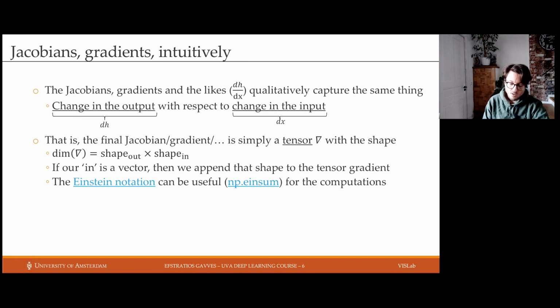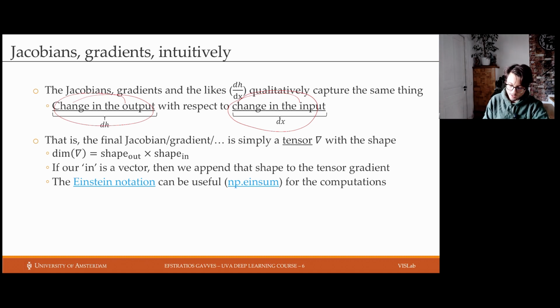Intuitively, Jacobians and gradients always capture the same thing. Basically, what is the change in the output with respect to the change in the input. And all these quantities are linear operators that capture this simple quantity, which means that if you have different types of shapes, so not matrices or vectors anymore, our tensor Jacobian would again be capturing exactly the same quantity, only with a different shape.